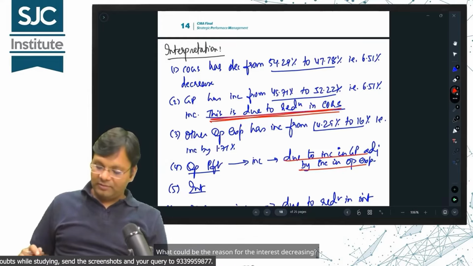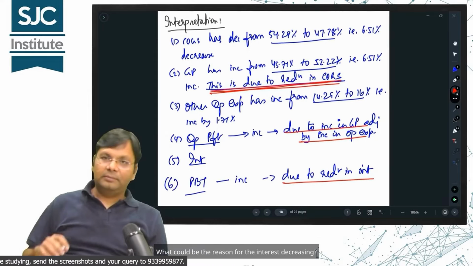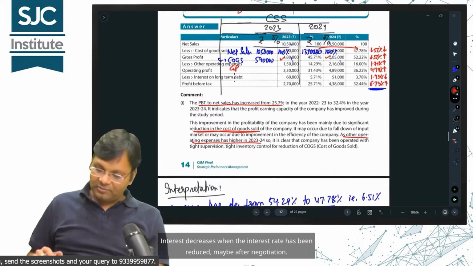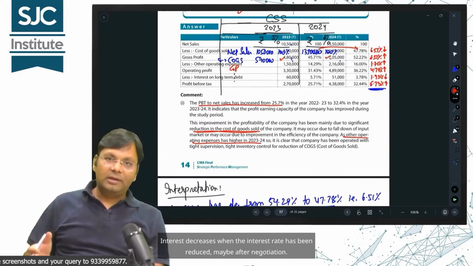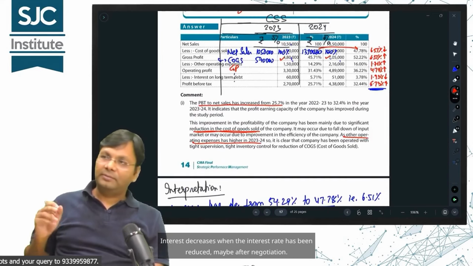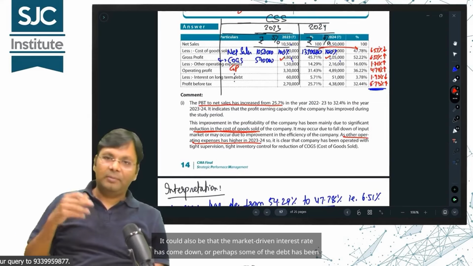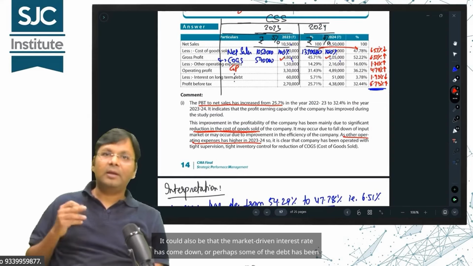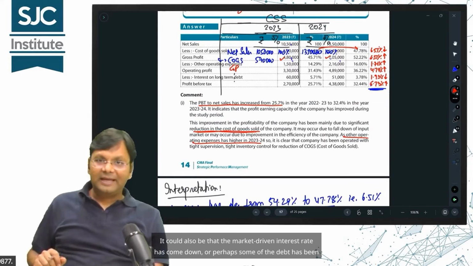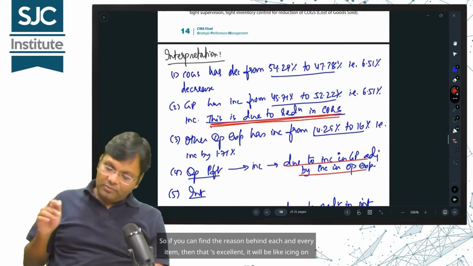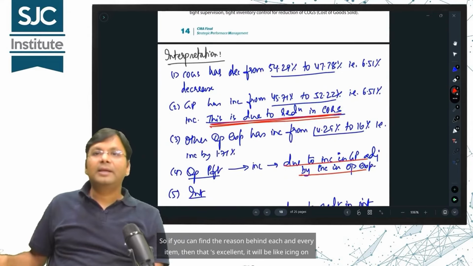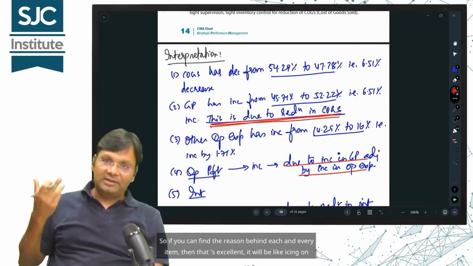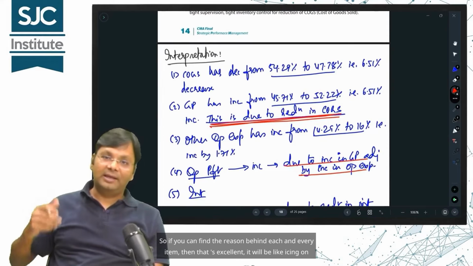What could be the reason for the interest decreasing? Interest decreases when the interest rate has been reduced, maybe after negotiation. It could also be that the market-driven interest rate has come down, or perhaps some of the debt has been repaid. So if you can find the reason behind each and every item, then that's excellent. It will be like icing on the cake.